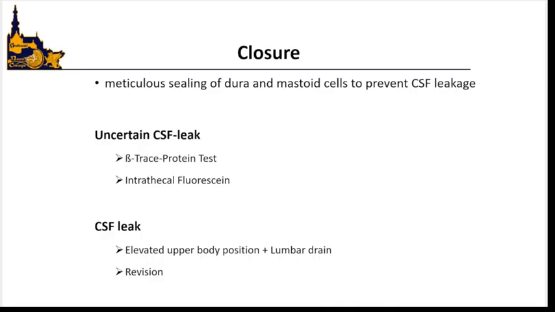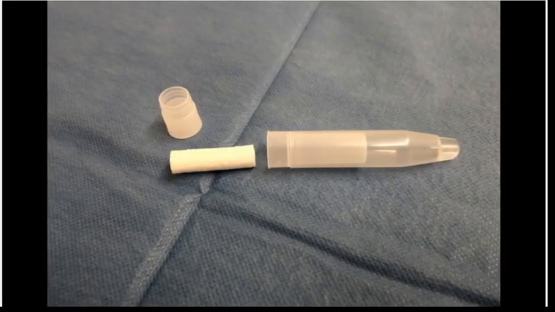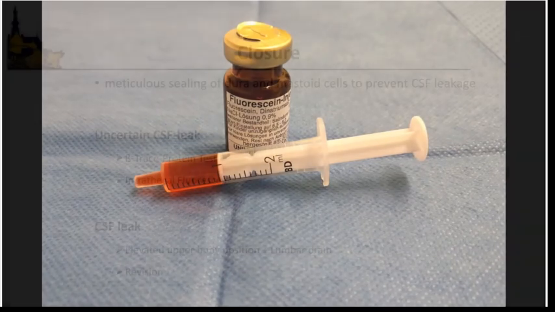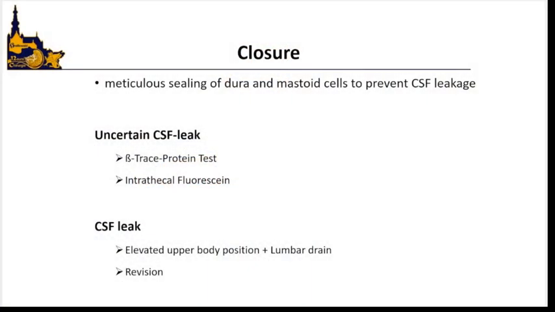In case of a CSF leak, rhinoliquorrhea occurs due to the opened mastoid cells. In case of uncertain findings in the postoperative period, a beta-trace test or intrathecal administration of fluorescein may be performed. At CSF leak, an elevated upper body position of 30 to 45 degrees and the lumbar drain for several days may be attempted before deciding to perform revision.